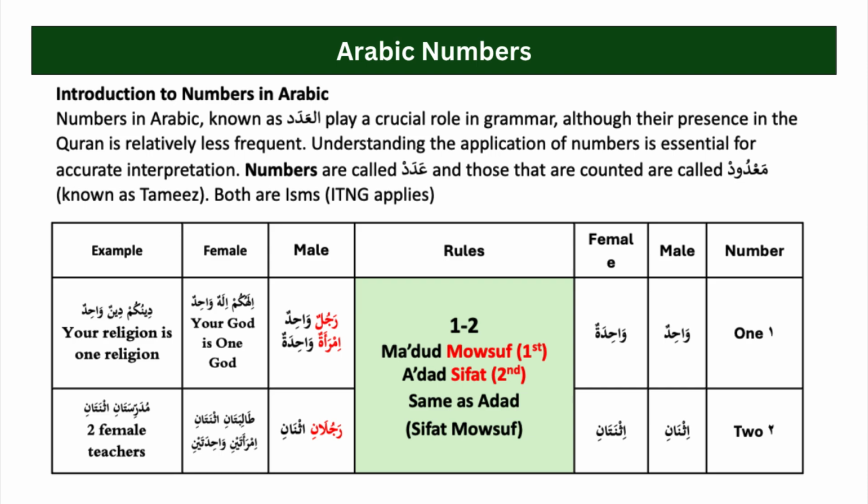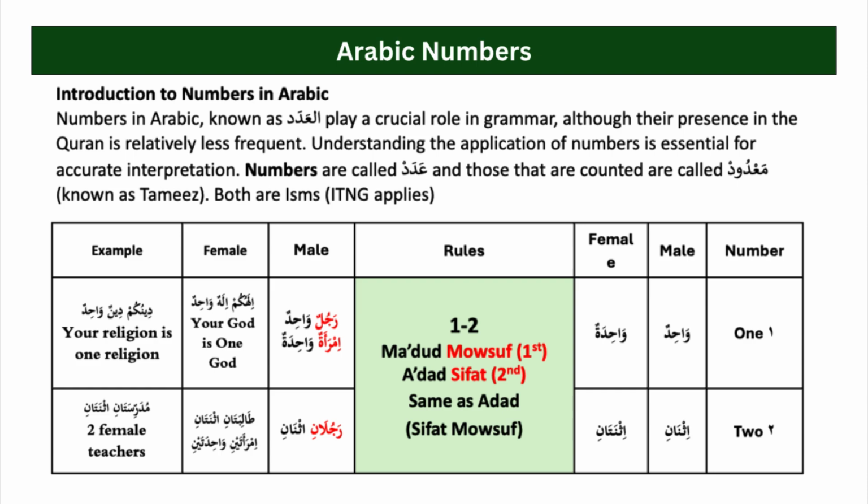At the beginning, the slide reminds us of two important words. The number itself is called adad, and the thing being counted is called madud, also known as tamyiz in this topic. So throughout this lesson, students should keep asking two questions. What is the number? And what is the thing being counted? That will make the lesson much easier. Now let us go through the slide carefully in the best teaching order.